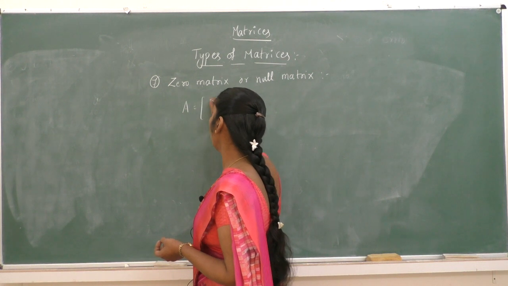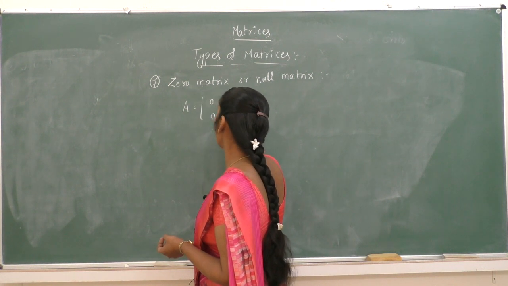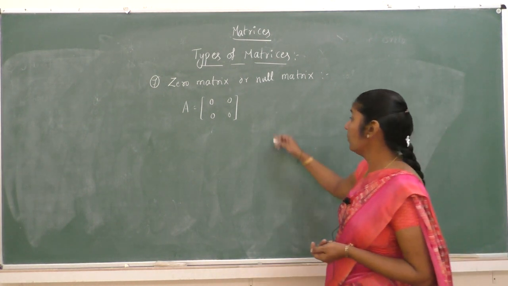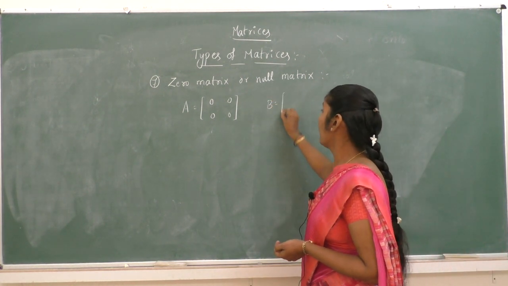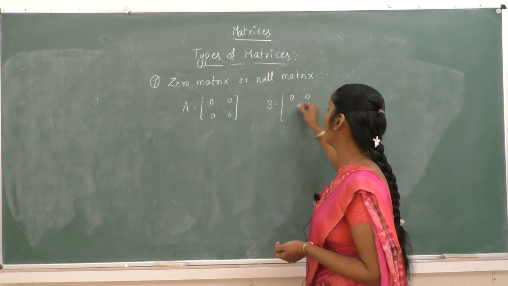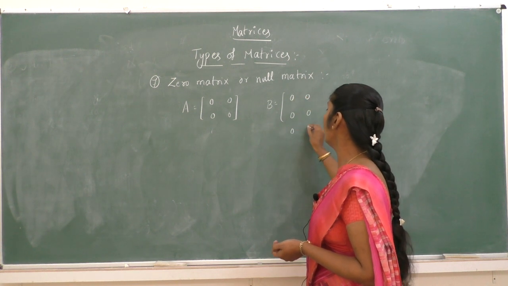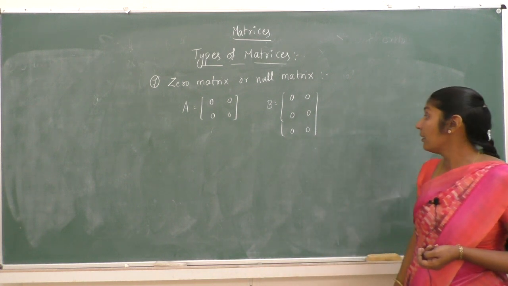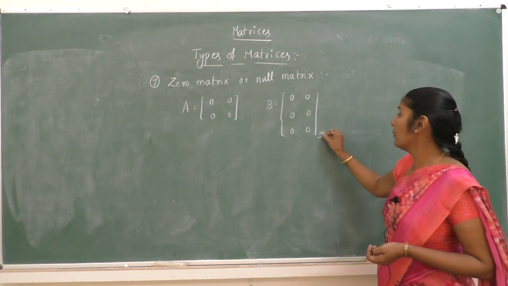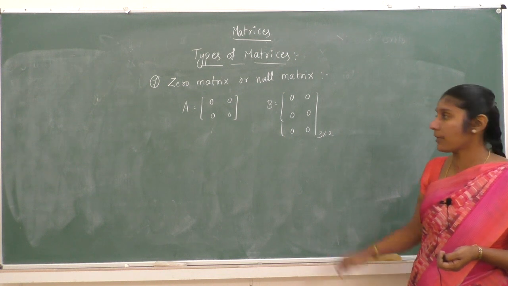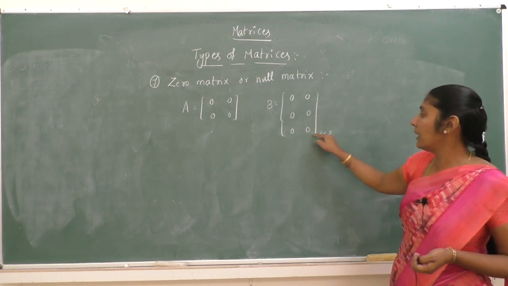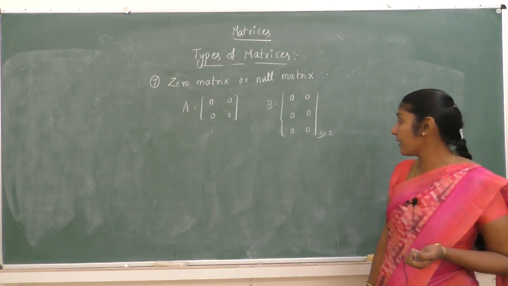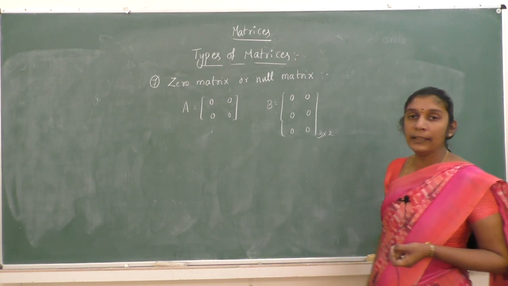Example: capital A is [0, 0; 0, 0]. Order of this matrix is 2 cross 2. Another example for a zero matrix: [0, 0; 0, 0; 0, 0]. This is called a zero matrix of order 3 cross 2: 1, 2, 3 rows and 2 columns. Order of this matrix is 3 cross 2. This is called a null matrix.